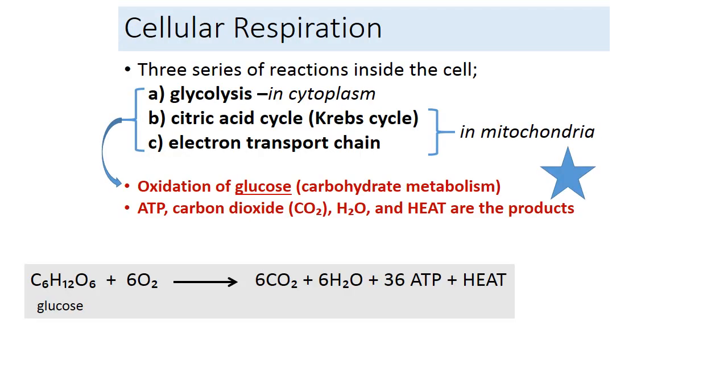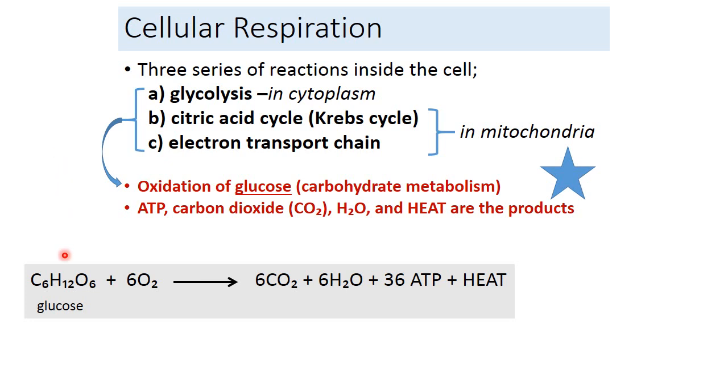So the chemical reactions that involve cellular respiration within the cell are broken down into three different phases. The first phase will be glycolysis. You have to know that this occurs in the cytoplasm of the cell. And the next two stages, the citric acid cycle, also known as the Krebs cycle, and the electron transport chain, you need to know that these both occur in the mitochondria of the cell.